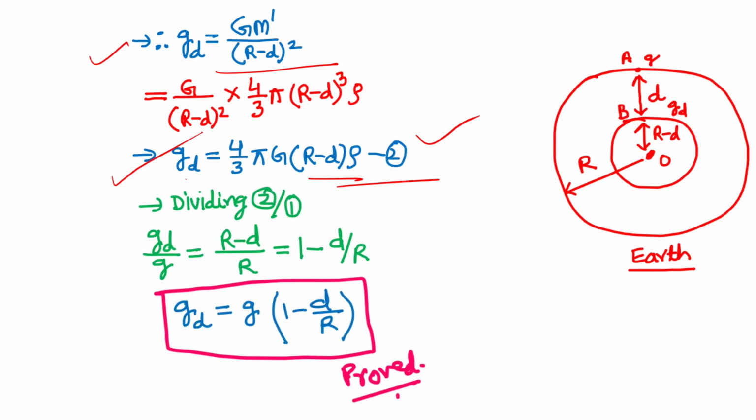Okay, so if you divide equation 2 with equation 1, you can say gd is equal to g into 1 minus d upon R. So this is the proof of the particular expression.